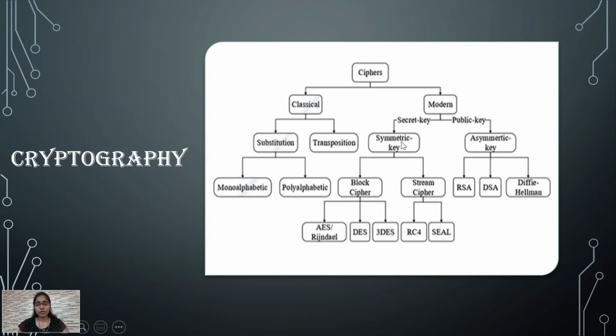Under modern, we have two types of keys, which is symmetric and another one is asymmetric. Under symmetric key, again we have two types, block cipher and stream cipher. So now I am going to explain about the algorithm DES, which is under block cipher. So in block cipher also we have AES algorithm, DES and 3DES. And under stream cipher we have RC4 and SEAL. And coming to asymmetric key, we have RSA, DSA and Hammond algorithm.